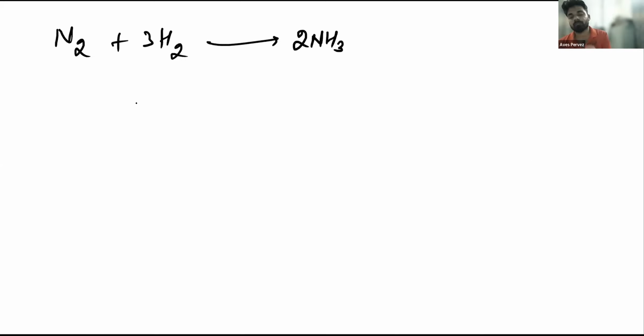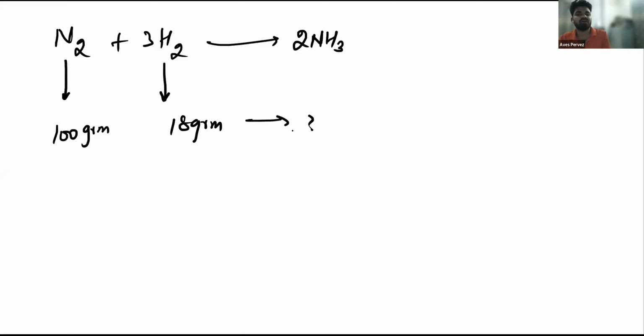Next. If you have N2 plus 3H2 gives you 2NH3, and if you have 18 grams of hydrogen and sufficient nitrogen, 100 grams of nitrogen, then how many grams of ammonia will be formed?